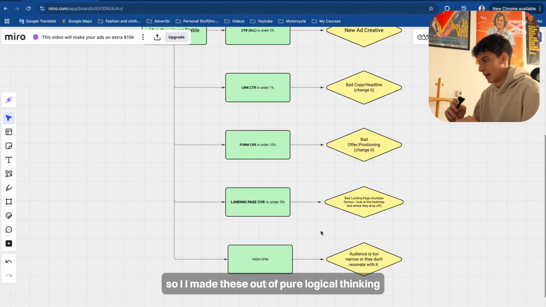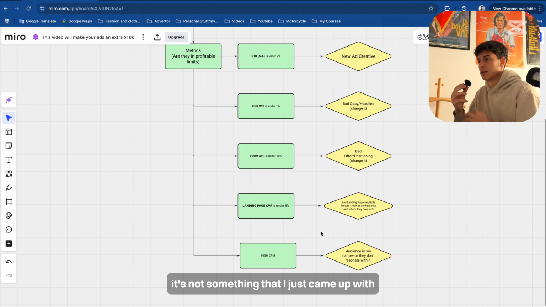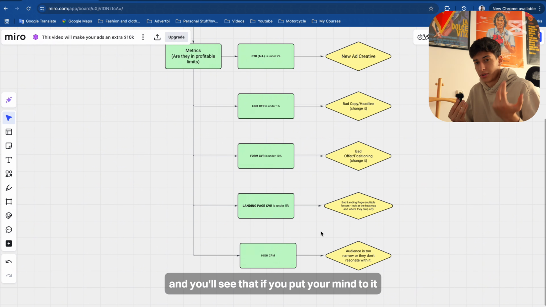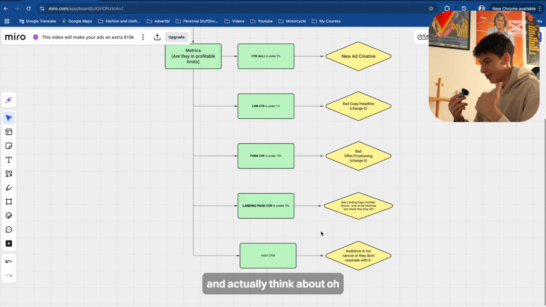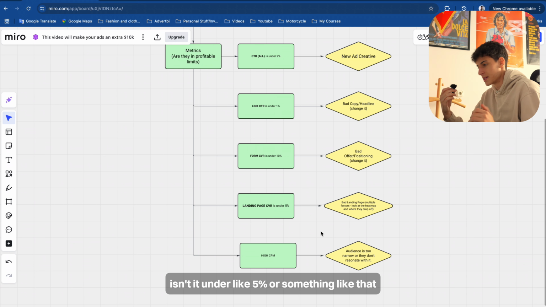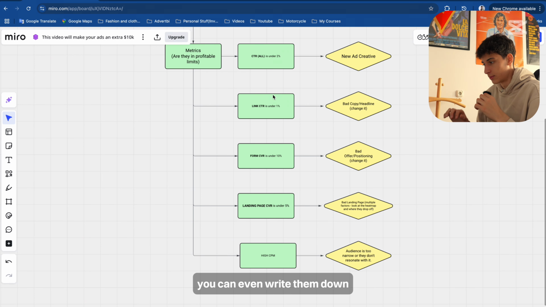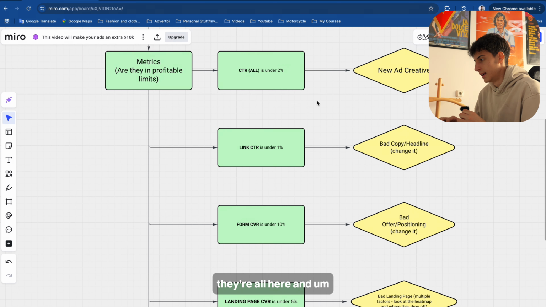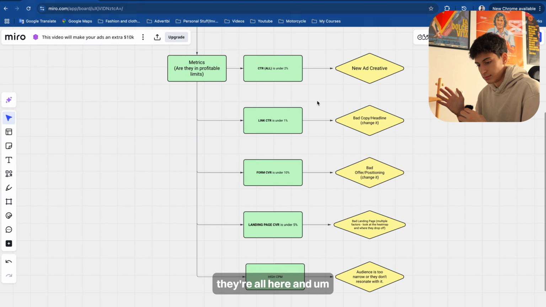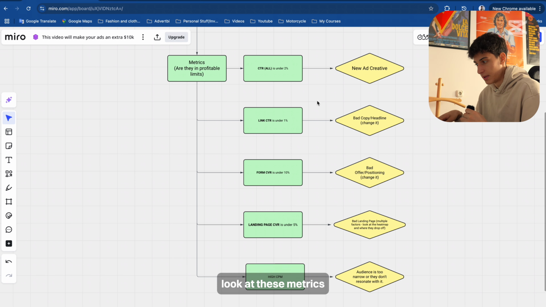So I made these out of pure logical thinking. It's not something that I just came up with. And you'll see that if you put your mind to it and actually think about, why is this under 10%? Why isn't it under like 5% or something like that? You're going to see why. So take a look at these. You can even write them down. They're all here, so put them on a piece of paper, and then look at your ads. Look at these metrics.